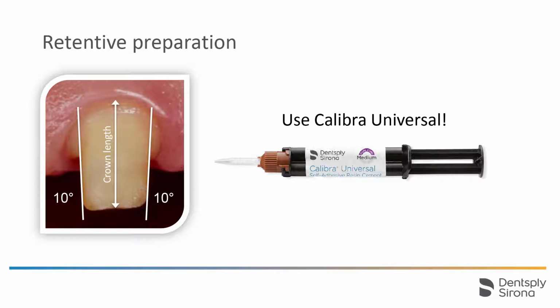The anterior preparation shown in this picture has adequate retention. The conicity is approximately 10 degrees to the tooth axis, and the tooth crown is sufficiently long. Dentsply Sirona recommends using Calibra Universal in this situation.